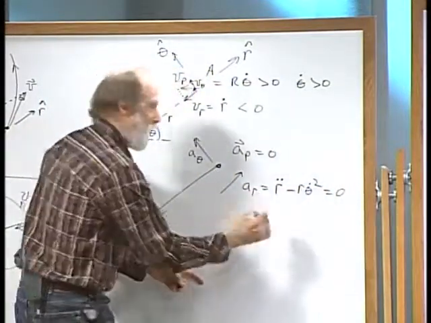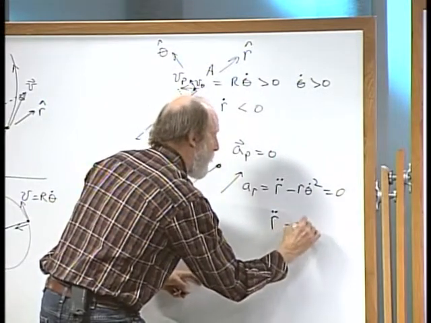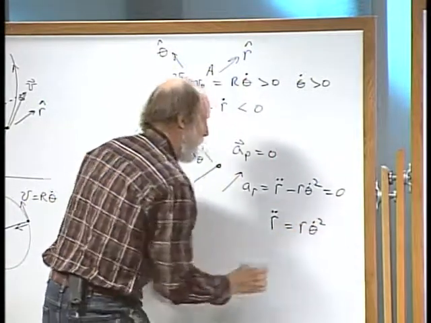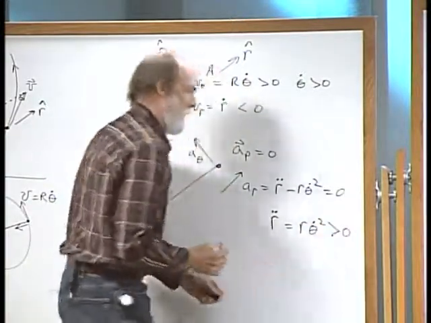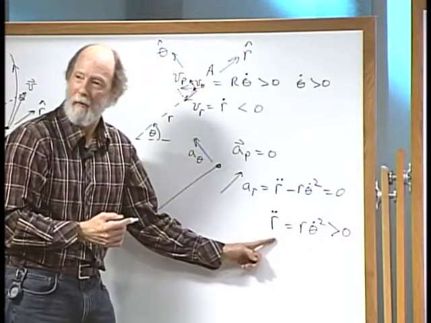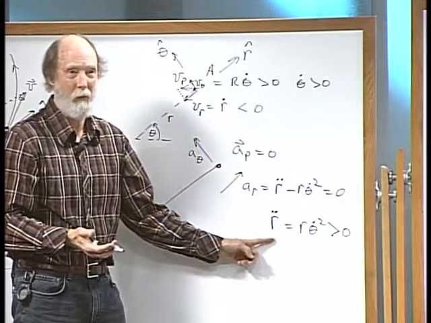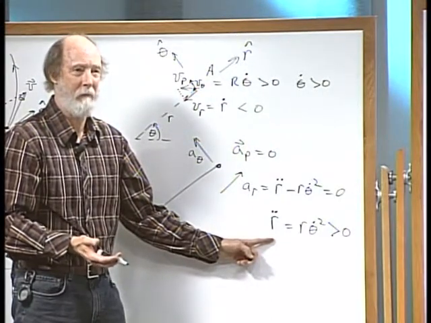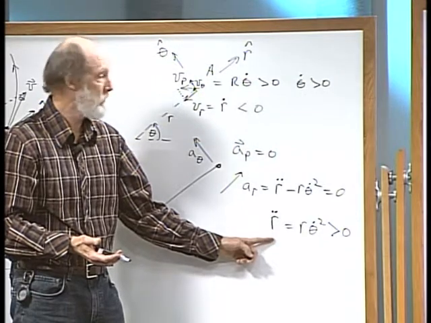So you come down here and you go, okay, that means that r double dot has to equal r theta dot squared, and that is greater than 0, isn't it? Which implies that r double dot is positive. Rely on the mathematics. Feel good?